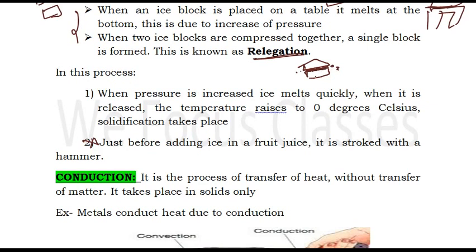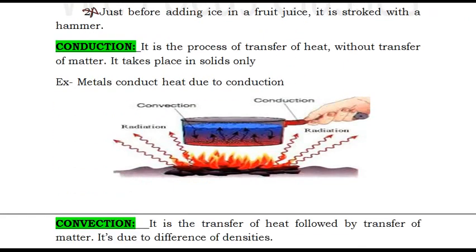Then immediately the temperature reaches 0 degrees Celsius. At 0 degrees Celsius, you know that solidification takes place. This is how it works. Initially water forms, then those two will join. And you know that in juice centers, the ice is struck with a hammer, because pressure will be increased, so that the ice melts very quickly.